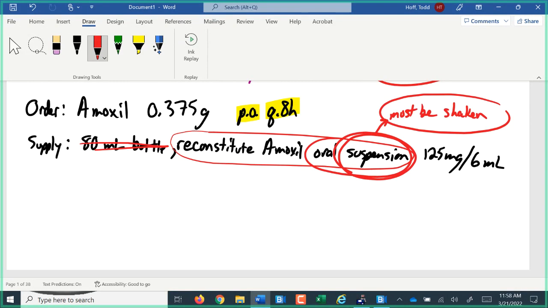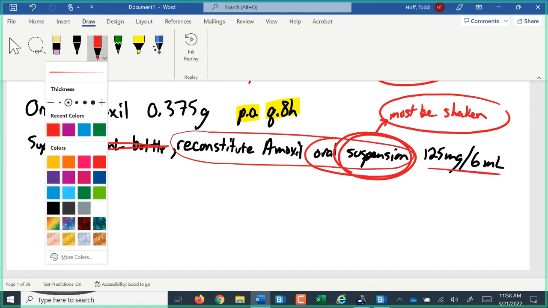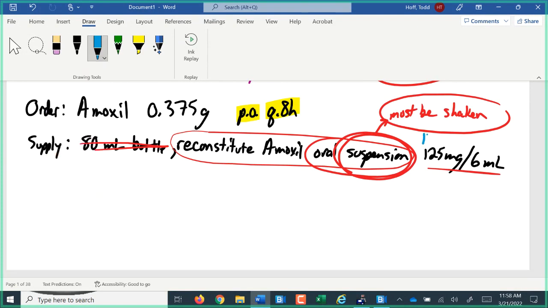And of course, the 125 milligrams in 6 milliliters, that once again is an equivalency telling us 125 milligrams is equivalent to 6 milliliters. And since this is a liquid, we are trying to find how many milliliters of this medication we're going to administer to the patient.